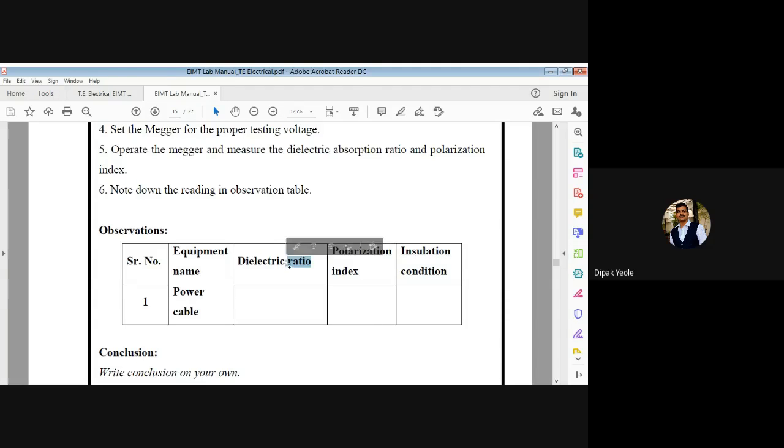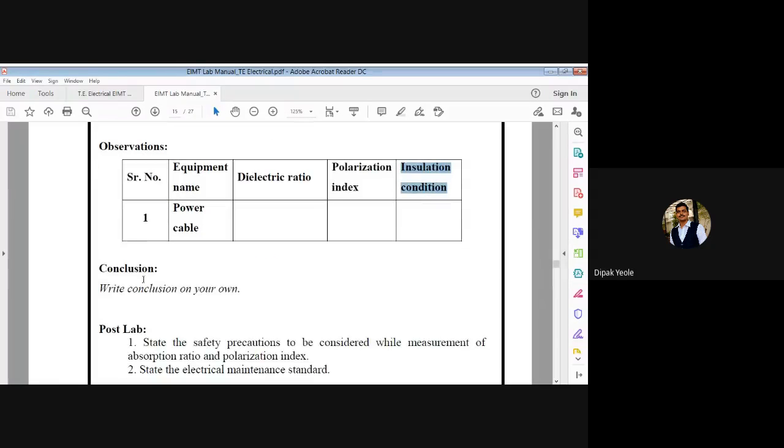But if your equipment is too old, the value comes down, and we have to identify the condition, which can be a dangerous condition, and we have to replace the insulator only. We don't need to change the conductor. So this is the observation table. After this, by looking at the condition of insulation, we have to write our conclusion.